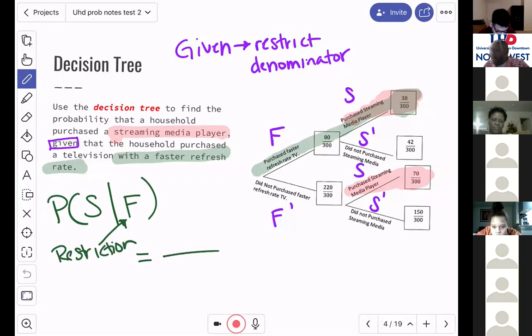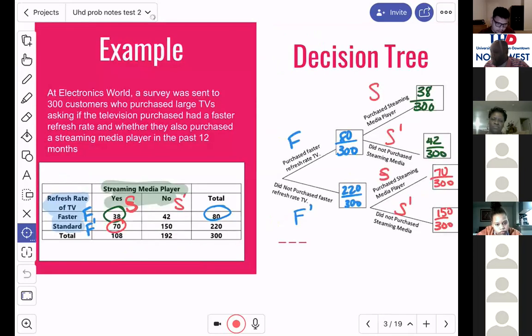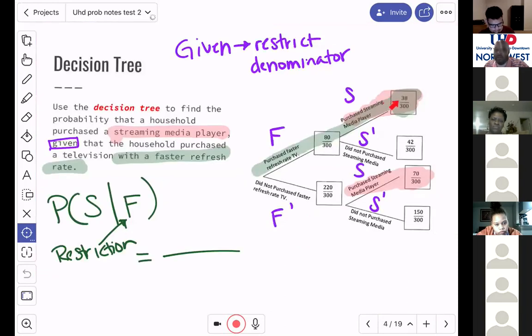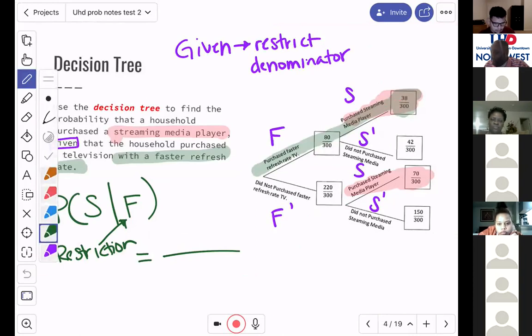So in this sample, how many F's do I have in the sample? 80. How many people purchased a TV? Purchased a faster refresh rate TV is a better way of saying that. 80, yes. How do we get 80? Because it's sitting there on top. If you look at this table, it tells you it's 80. You can also see it from the tree though too, because you have how many right here? 38. How many right here? 42. So that will be 80 people.